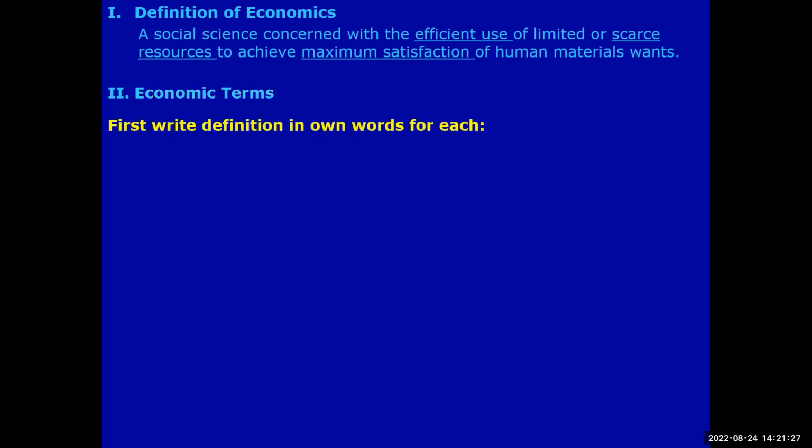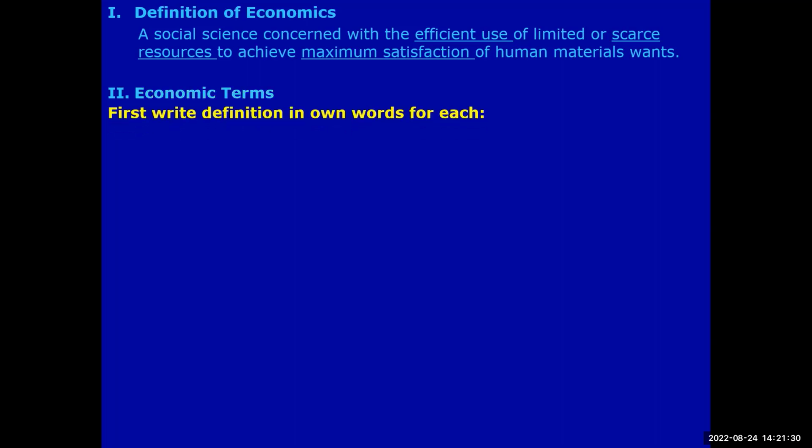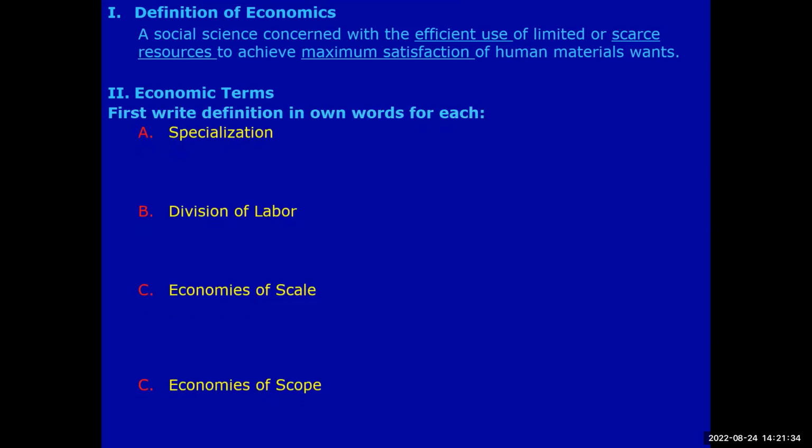So here's what I want you to do. I want you to write down in your own words a definition to these four terms. You take some time and come up with the definition of specialization, division of labor, economies of scale, and economies of scope in your own words. So take a moment to do that. Press pause.